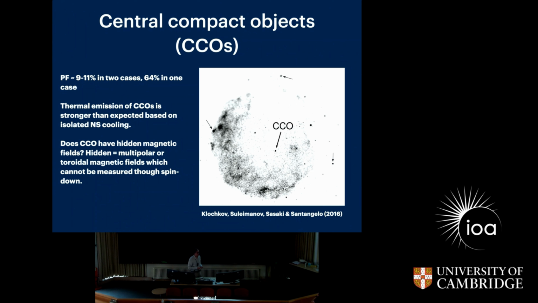You have a pulse fraction of 9–11% in certain cases. In one case, it's 64%. So this particular object has a huge pulse fraction. Again, thermal emission from central compact objects is a bit more than you would expect based on neutron star cooling. So it is thought that they have a strong magnetic field hidden in the crust, possibly a multipolar magnetic field.